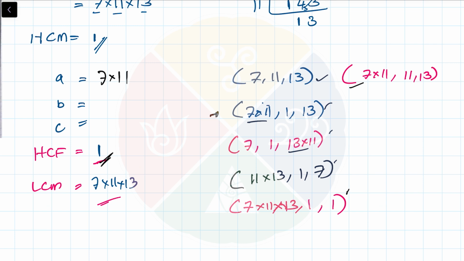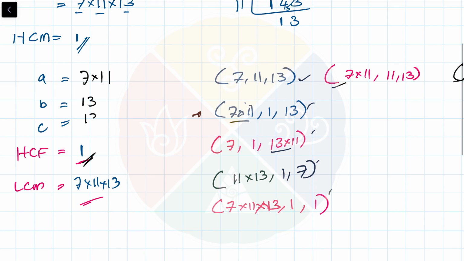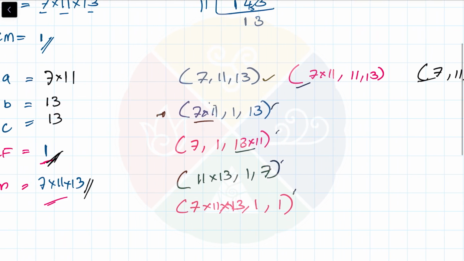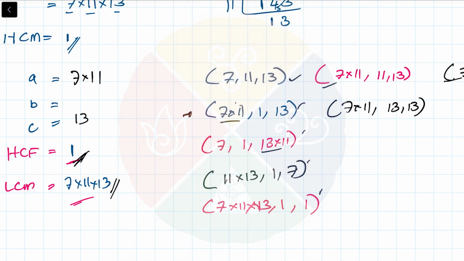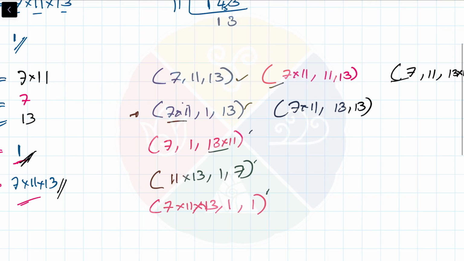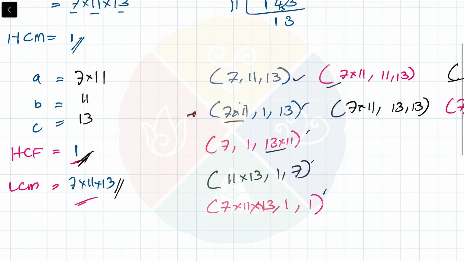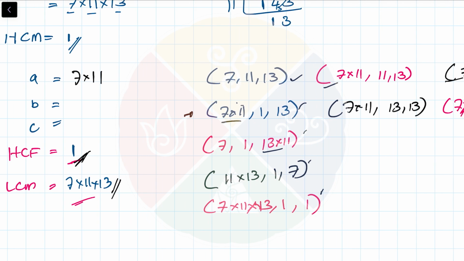Okay, let me see if any combination I have missed. 7 into 11. Oh yeah. Here, if I put, let's say, 13 and 13, that's another set, right? Here also LCM is going to be the same, HCF is going to be the same. That is something which I have not taken yet. So 7 into 11 comma 13 comma 13, or I can remove this 13 and put some value like 7 into 11 comma 7 comma 13, or I can remove that and put 11. So that's already taken. Okay, that's one set.